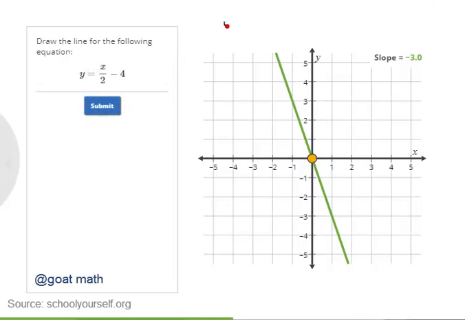Perfect. So here's the line y equals negative 3x. It has a slope of negative 3 and its y-intercept is 0. So this line passes through the origin, which is the point 0, 0. Next, try drawing the line y equals x over 2 minus 4. To find the slope of this line, think of an equivalent way for writing x over 2. If you get stuck, feel free to ask for a hint.